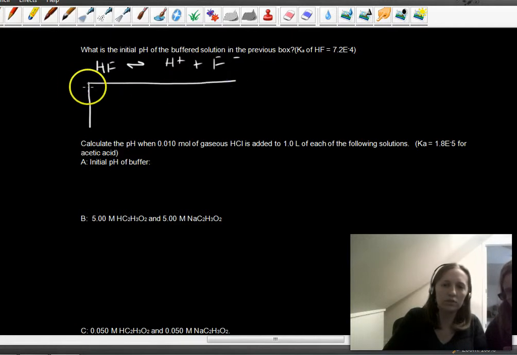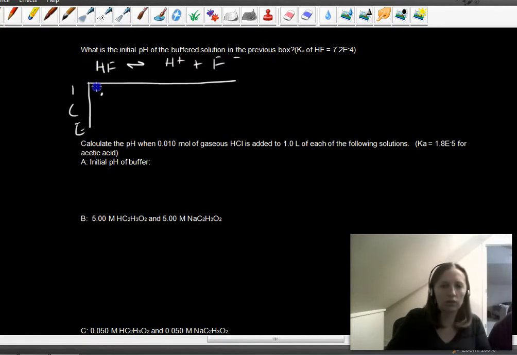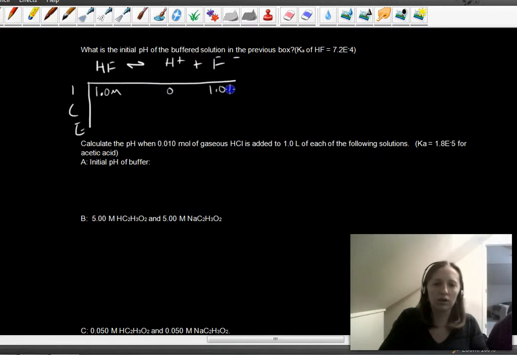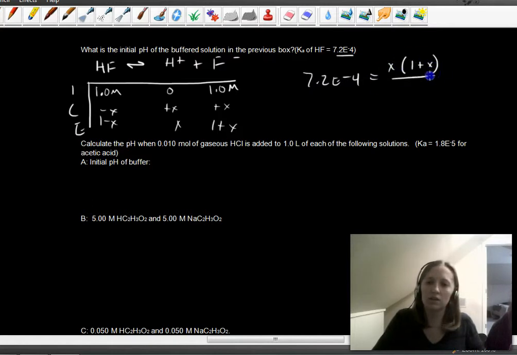So the buffered solution in that previous box is 0.1 molar or 1 molar? 1 molar. Okay. 1 molar, and 1 molar of fluoride from sodium fluoride, minus X, plus X. We've already done this. I told you: 1 minus X, X, 1 plus X. There's your Ka. So 7.2 e to the negative 4 equals X. Do you know what's going to happen yet? I hope you recognize it. X is going to equal the Ka.